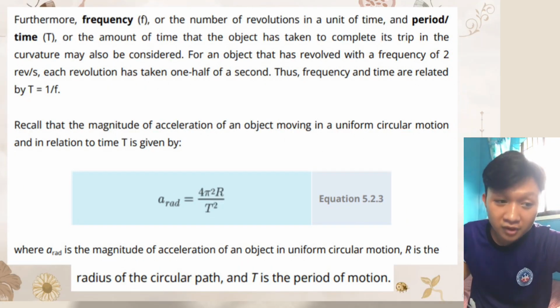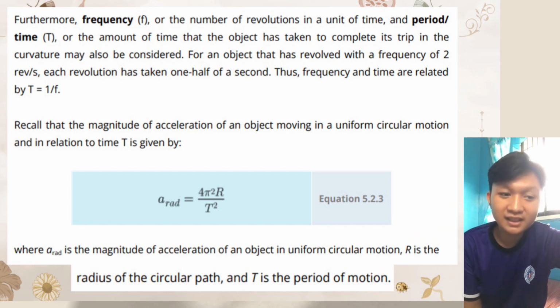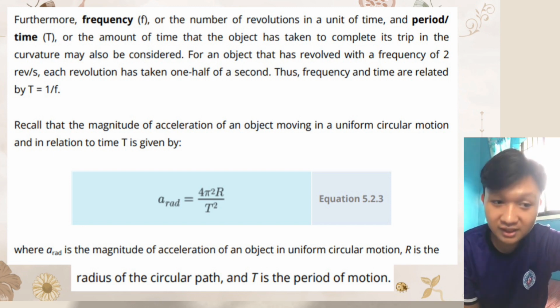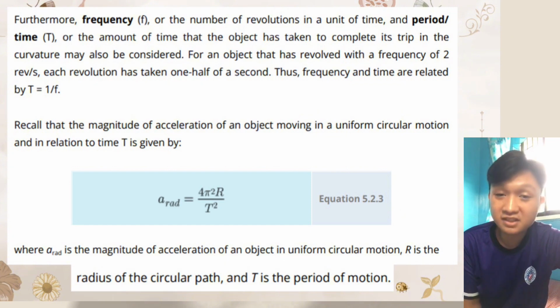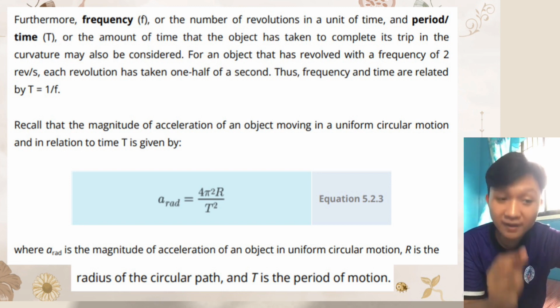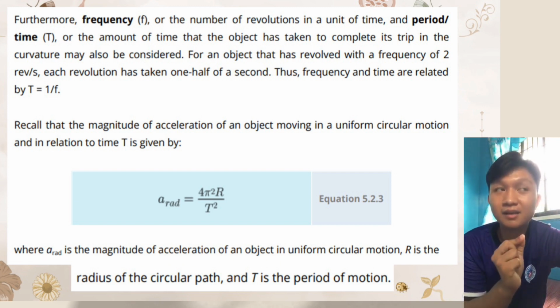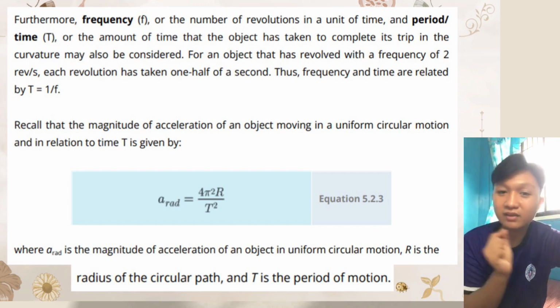Okay. Furthermore, frequency, which is F, is the number of revolutions in a unit of time, and period, or time, which is T, is the amount of time that the object has taken to complete its trip in the curvature, may also be considered. So, ang F is ang pila ka revolutions in the unit of time.